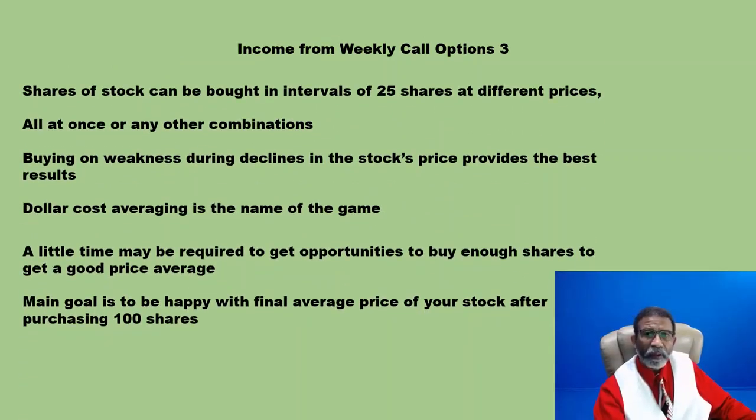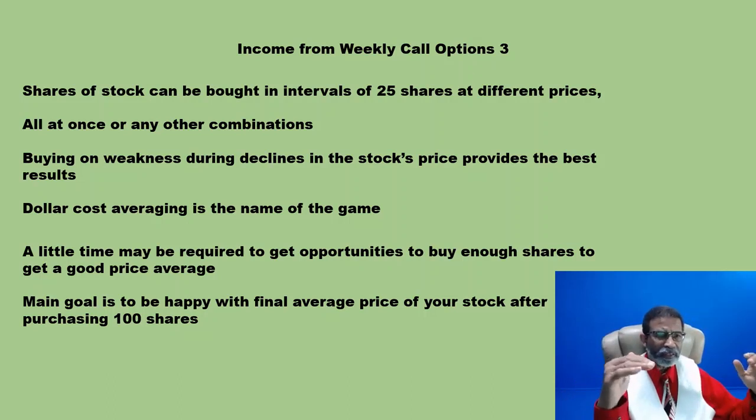All right, here's a concept. It's the concept of buying 25 shares at a time at different prices. You could buy all at once or other different combinations, but this is just an example to show you that as you buy when the stock is declining or going up or down, if you do a dollar cost averaging type of buying scenario, you can get a good average price for the stock.